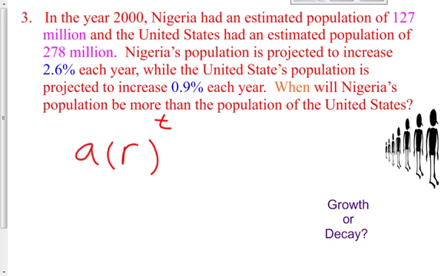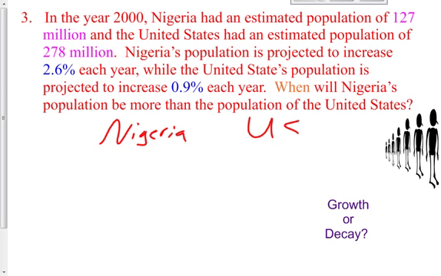So when, let me erase this for a second. Here's how we're going to set this one up. Let's do this instead. Here is Nigeria. And here is the United States. Right now, the United States population is bigger, but when will Nigeria's population be bigger? We want to find when Nigeria is going to be greater than the U.S. as far as population. Well, we're going to use our formula of A times R raised to the T.